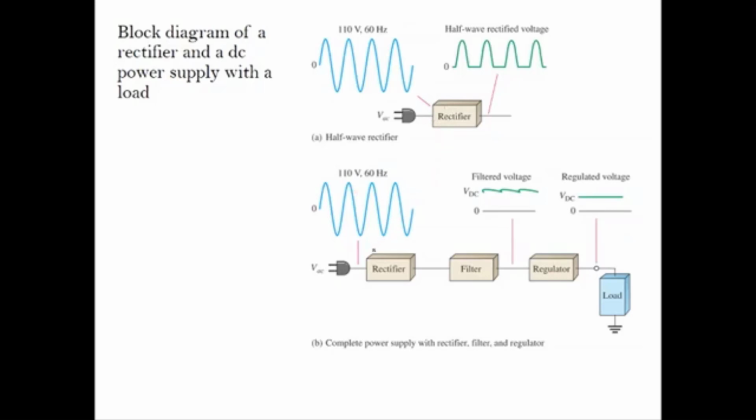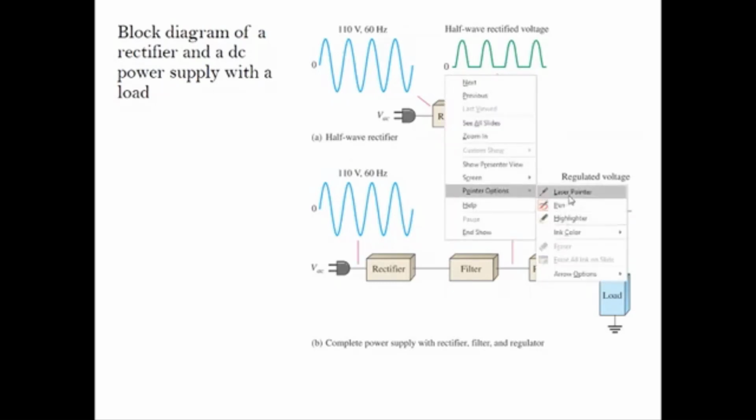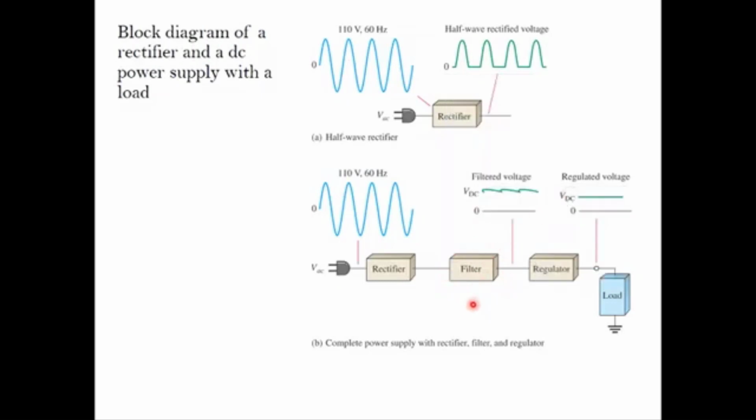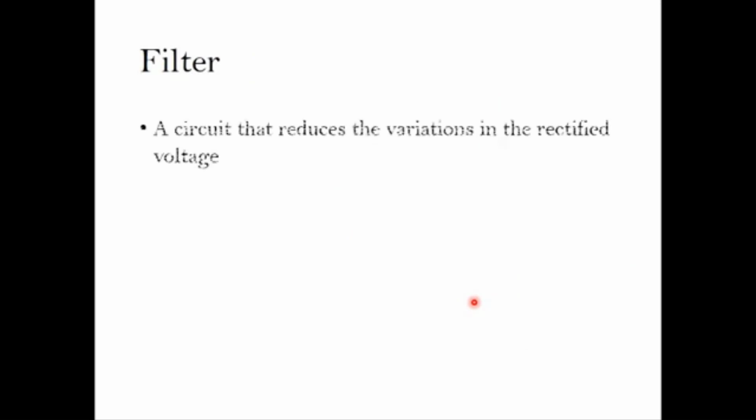Okay, previously we have discussed on the rectifier how the AC is converted to the DC signal. So next, the DC signal needs to be smoothened out using the filter circuit. Why a filter? A filter is a circuit that reduces the variation in rectifier voltage. So the rectifier voltage, although it has only one current direction, the value of the voltage varies a lot. So the filter reduces that variation.